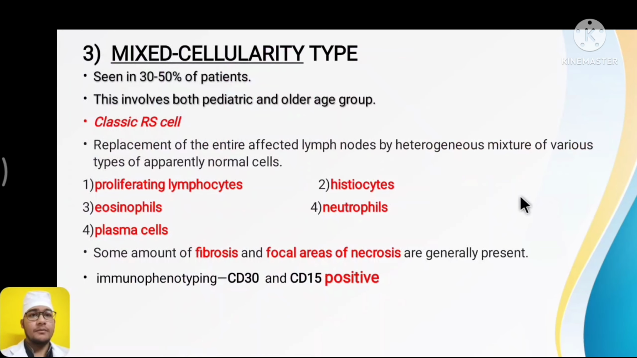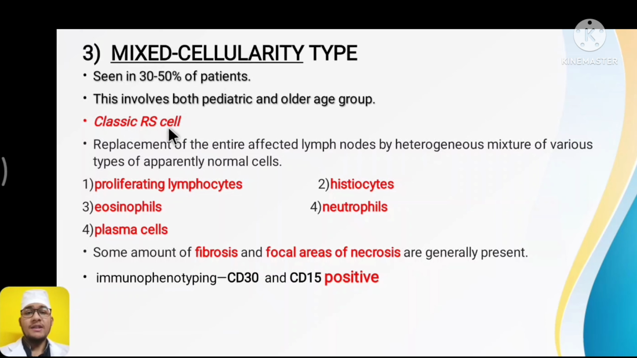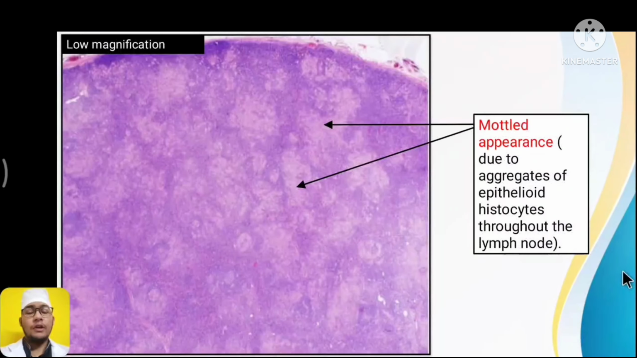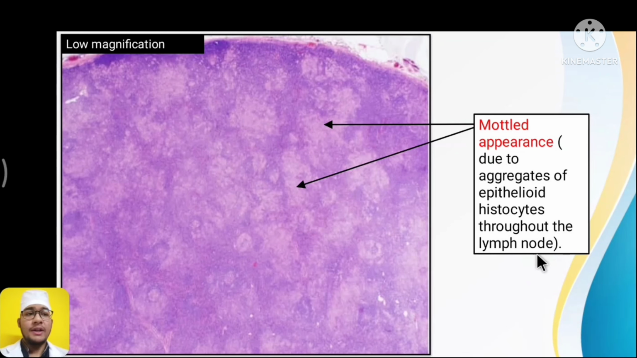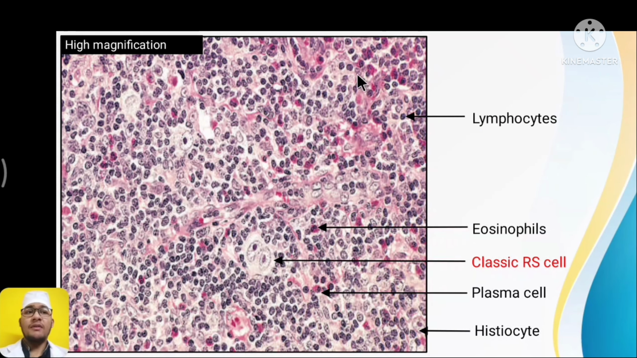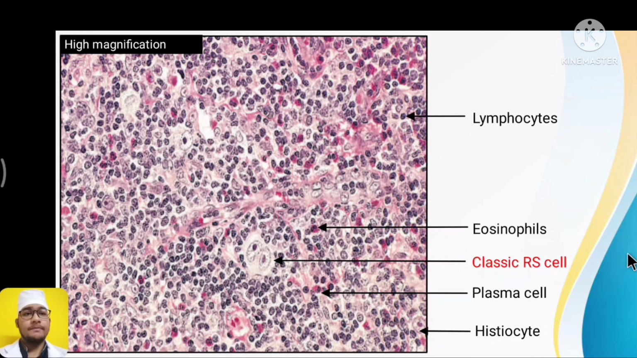The third is mixed cellularity type. This involves both pediatric and older age groups, and we can see the presence of classic RS cell in this, and some amount of fibrosis and focal area of necrosis are generally present. In low magnification, we can see mottled appearance due to aggregates of epithelioid histiocytes throughout the lymph node. In high magnification, we can see lymphocytes, eosinophils, the main classic RS cells, plasma cells, and histiocytes.